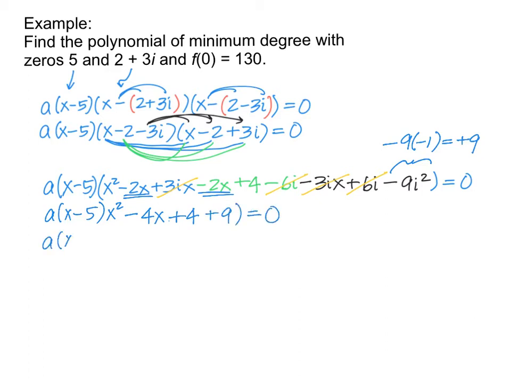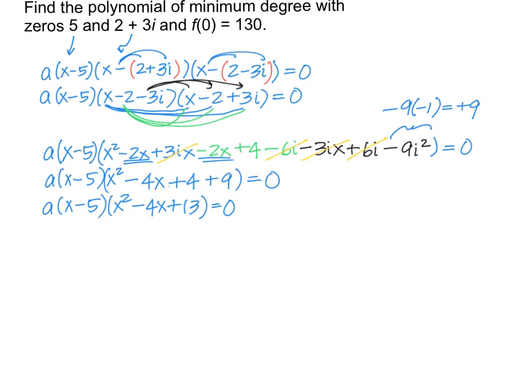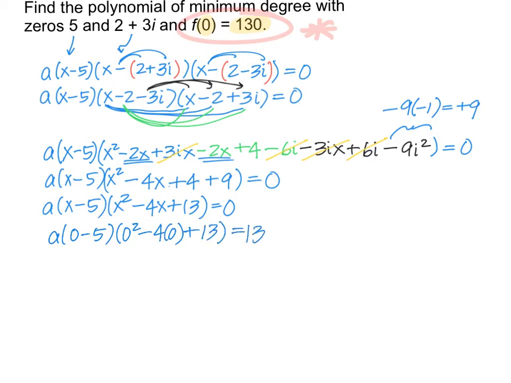Then I have a times x minus 5 times x squared minus 4x plus 13 equals 0. Now at this point, let's plug in 0 for x and set it equal to 130. So I'm looking up here so that I can solve for a. So a times, again, I'm putting 0 in for x: 0 squared minus 4 times 0 plus 13 equals 130. Okay, because up there, f of 0 is equal to 130.